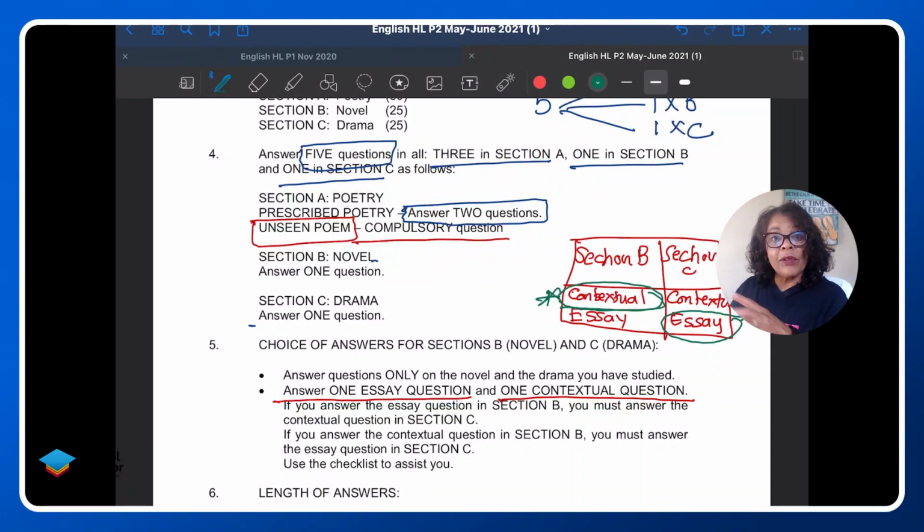You cannot have two contextual questions answered in this paper for section B and C. Neither can you have two essay type questions answered for section B and C. You must make a choice. If you choose the contextual for section B, then automatically you must choose the essay question for section C. Hope that clears it up for you.